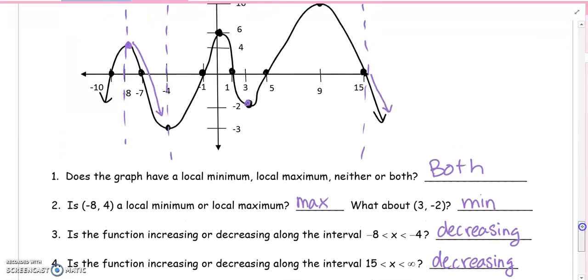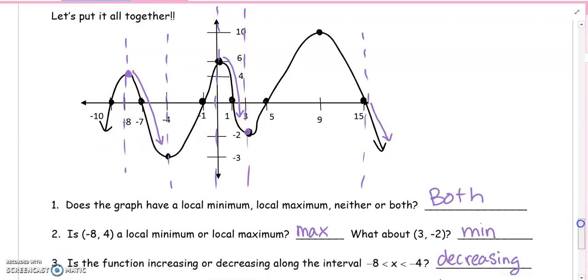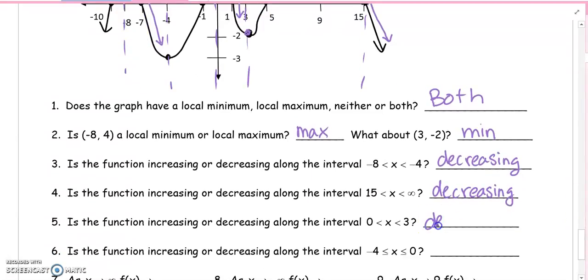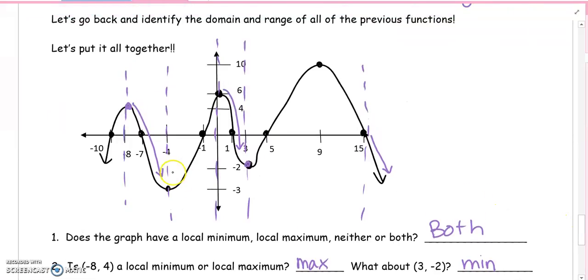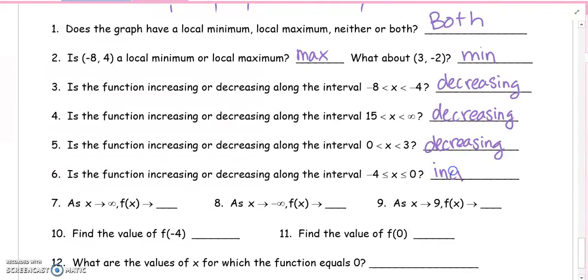Then it asks about between 0 and 3. If I start on my left side and draw in the arrow, it's going down, so another decreasing interval. And then it asks about -4 to 0, so that starts here and ends here. If I start on the left side, my arrow is going up, so that one is increasing.